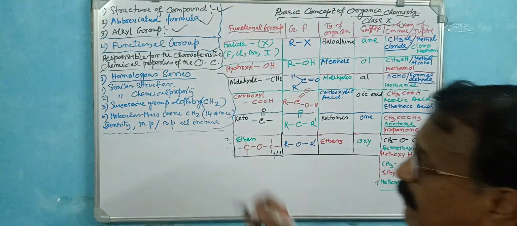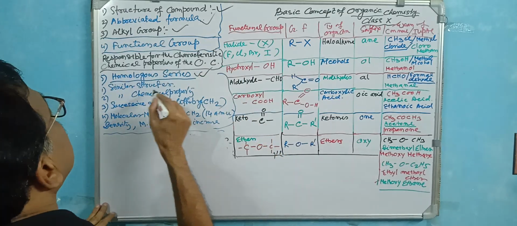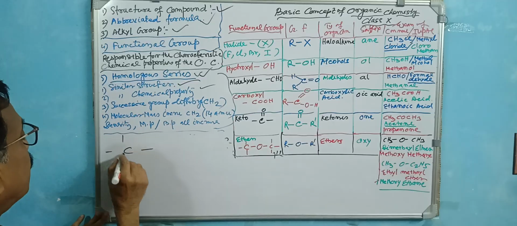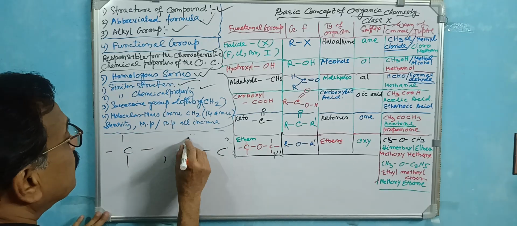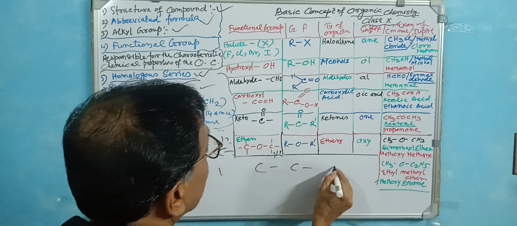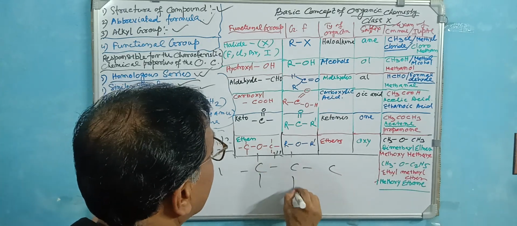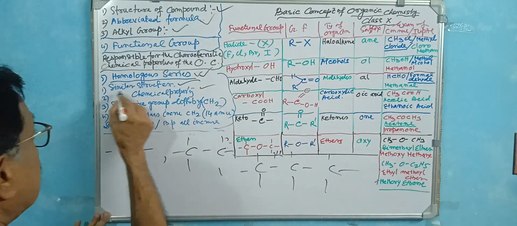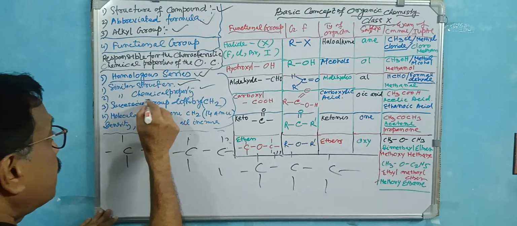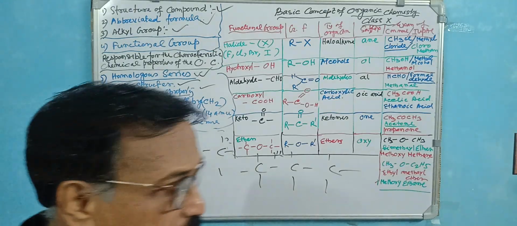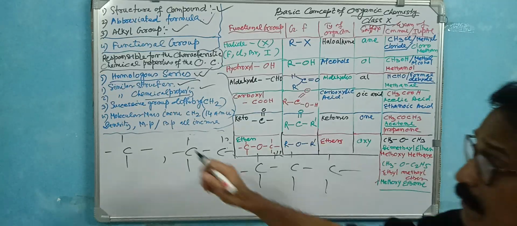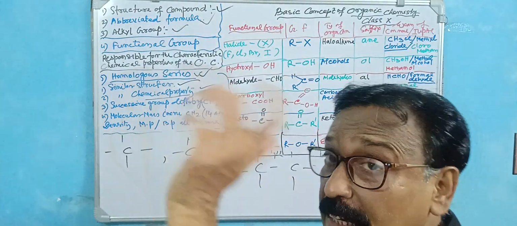Now the next thing is the homologous series. What is this? Similar structure. Suppose this methane, ethane, propane, this is called the homologous series. Similar structure, all are alkanes, single bond, similar chemical property. This is very important. In case of methane, ethane, propane, all have similar chemical properties. Successive members differ by CH2.